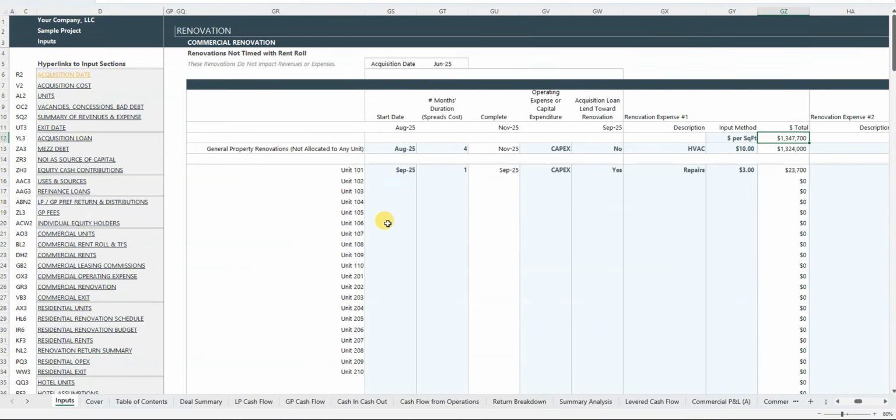In addition to TIs, I can have separate scheduled renovations of units if that's relevant. And I can have general property renovations that are not tied to any unit. So I can say, starting in August of 25, I'm going to spend 4 months doing a renovation. It's going to be a CapEx, so it's not going to be in the P&L, and the acquisition loan is not going to lend toward it because we're replacing the HVAC. It's going to cost approximately $1.3 million.